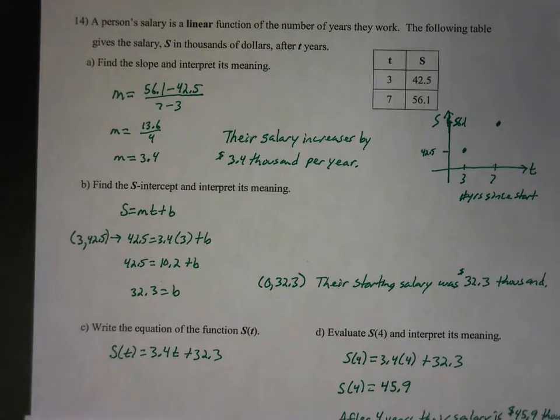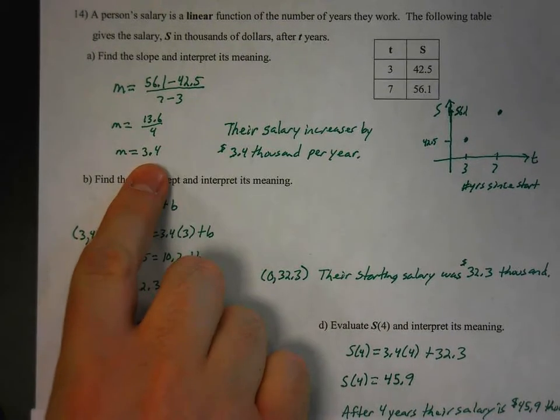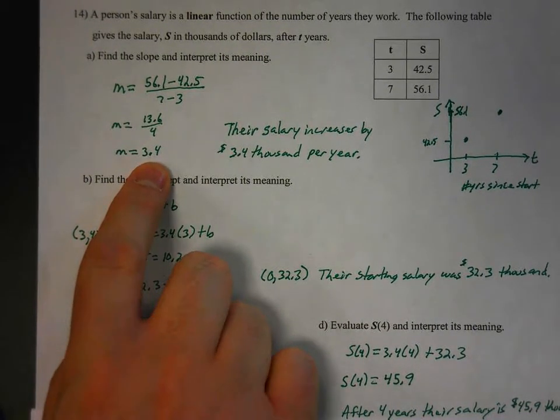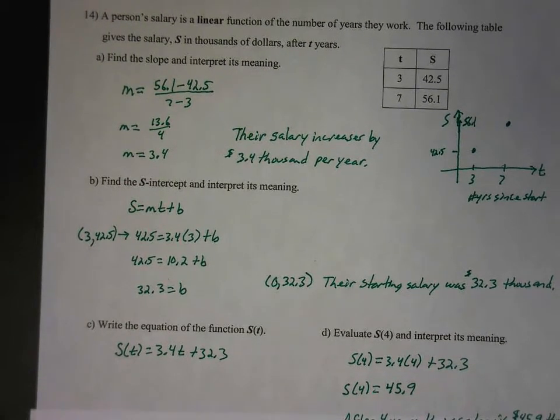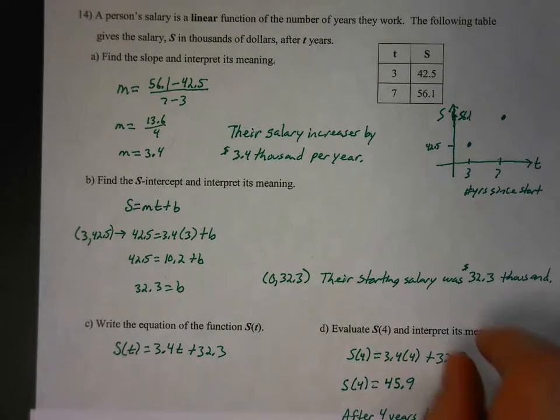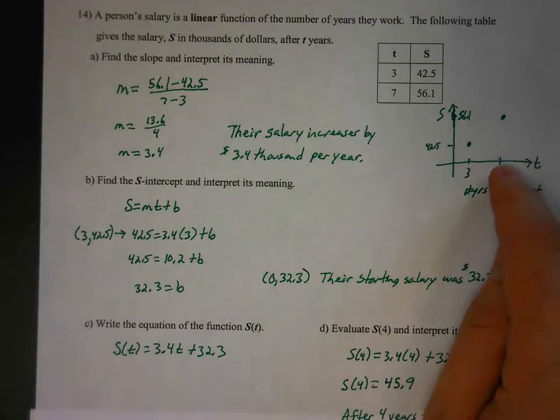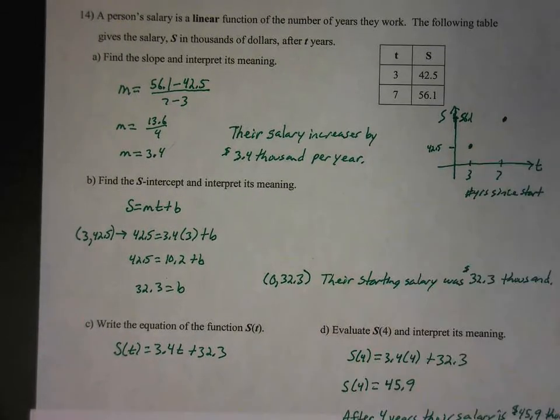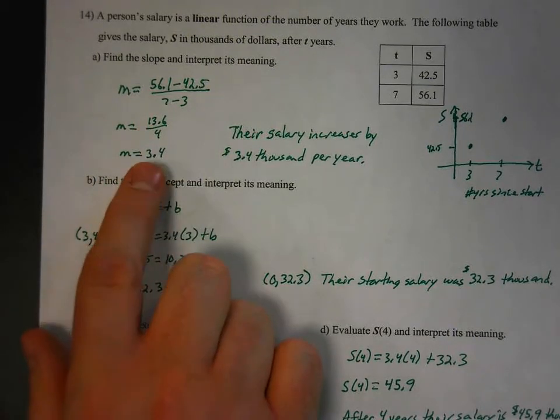Okay, so finding the slope, you do y2 minus y1 over x2 minus x1. And you should get about 3.4. So that means their salary increases by $3.4 thousand per year. And I just did a little sketch of a graph here. You don't have to do that. I just did a little sketch so we could see what's going on. If the t value was 3, we had 42.5. If the t value is 7, we're up at 56.2. Notice we have a positive slope there. So the rise over run, you went up 13.6 and to the right 4, or up 3.4 every year, to the right one.